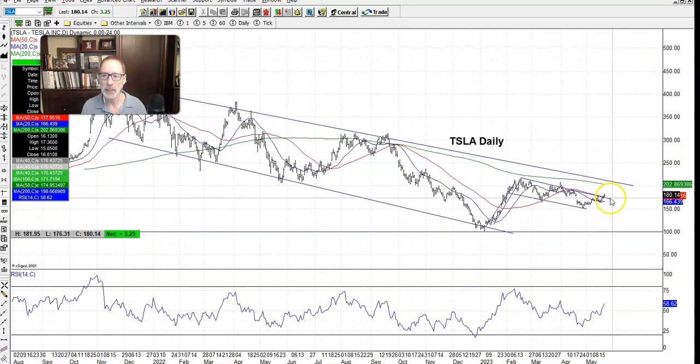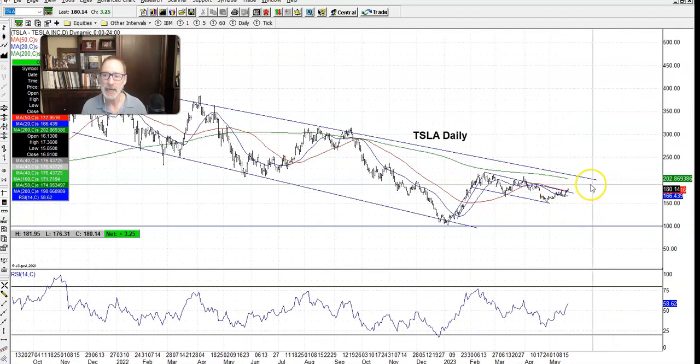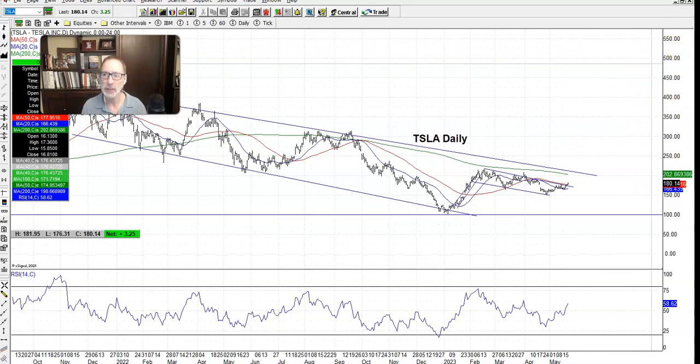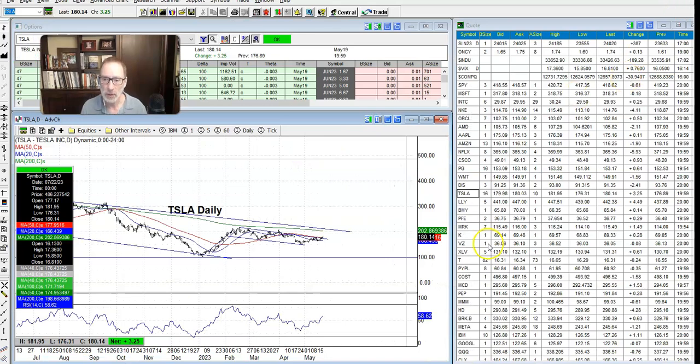But it's also contained within this longer downtrend. So I don't think Tesla's going to see any long-term bullish action unless it gets above this long-term downtrending line. So it's got to get above the 200s before it could really be taken seriously to the upside again. So keep an eye on Tesla, but it is one of the big market movers.